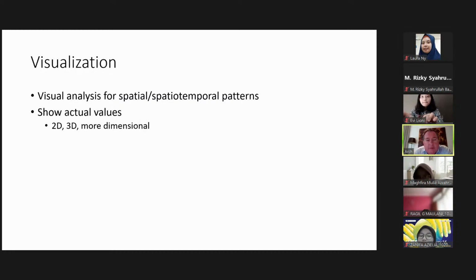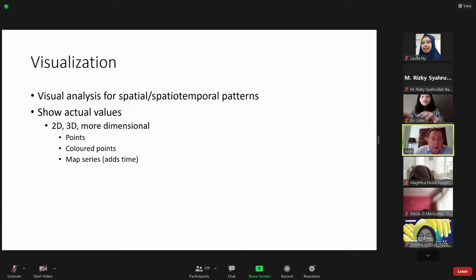They might be two-dimensional, three-dimensional, multi-dimensional representations of disease data. They might be points. Those points may be coloured, or they may vary in size in order to describe variation in a variable of interest. So it might be disease prevalence. You might have a map series where you visualize disease data over multiple time periods to visually observe changing spatial patterns in disease risk.